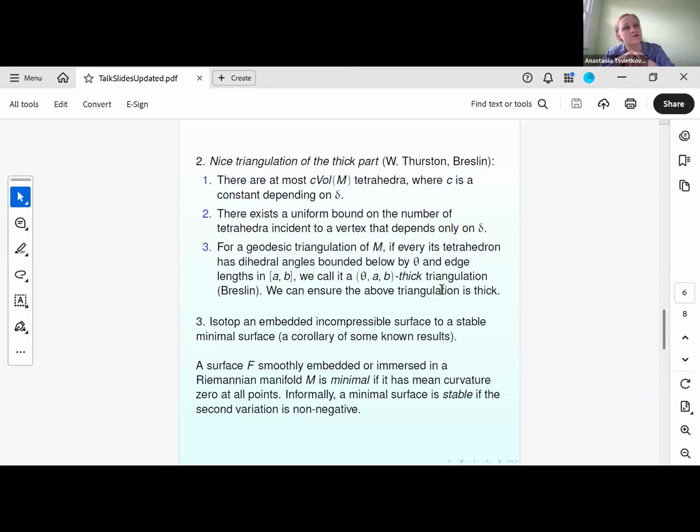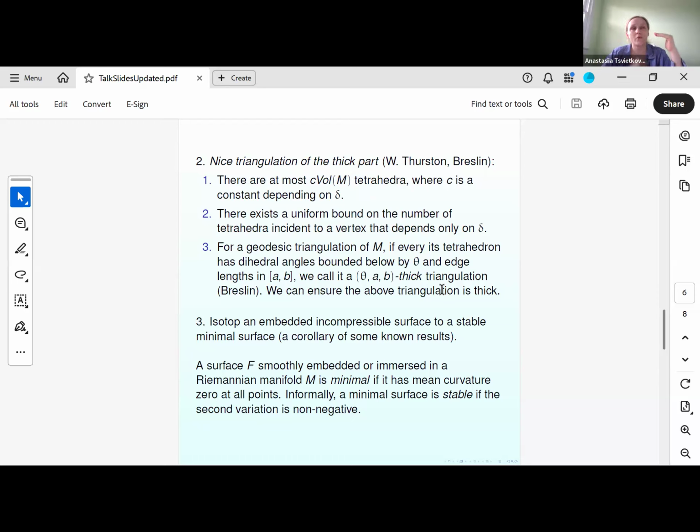use something called a Thurston triangulation, also something that Breslin was studying in differential geometry. These are triangulations with at most C-volume tetrahedra, but they're not just any triangulations. What Breslin proved is that you can take such a triangulation and make it fat, so there are no flat tetrahedra. And this is where geometry is used. That's why you use a hyperbolic manifold.